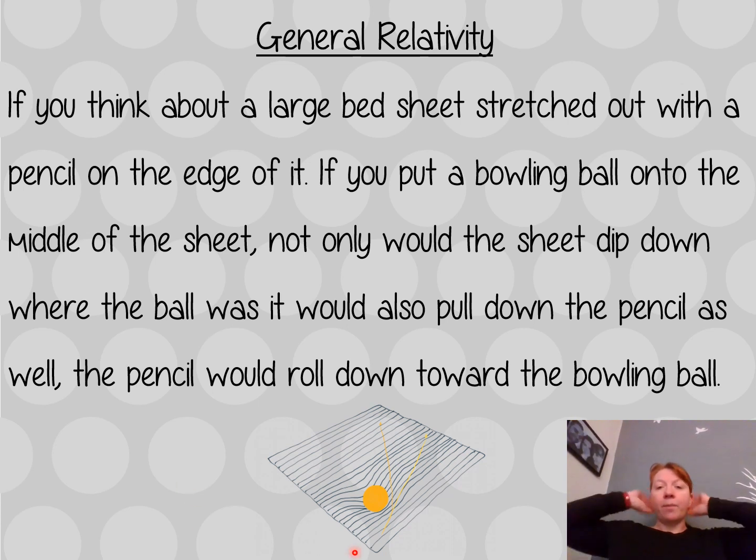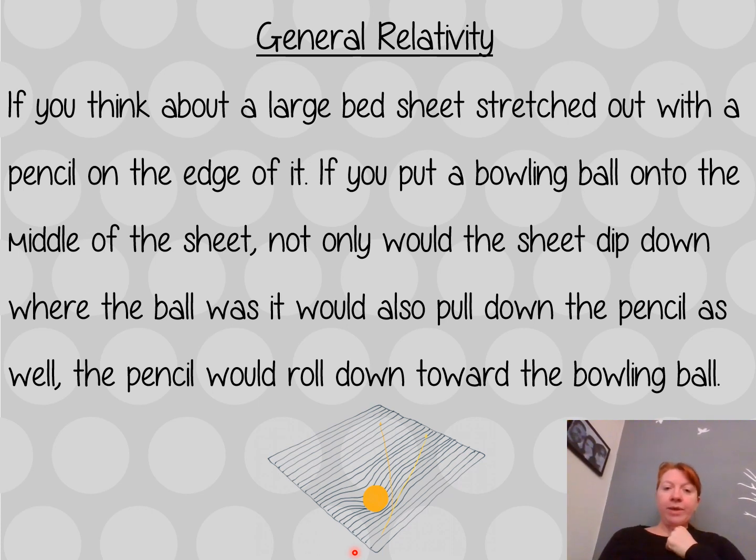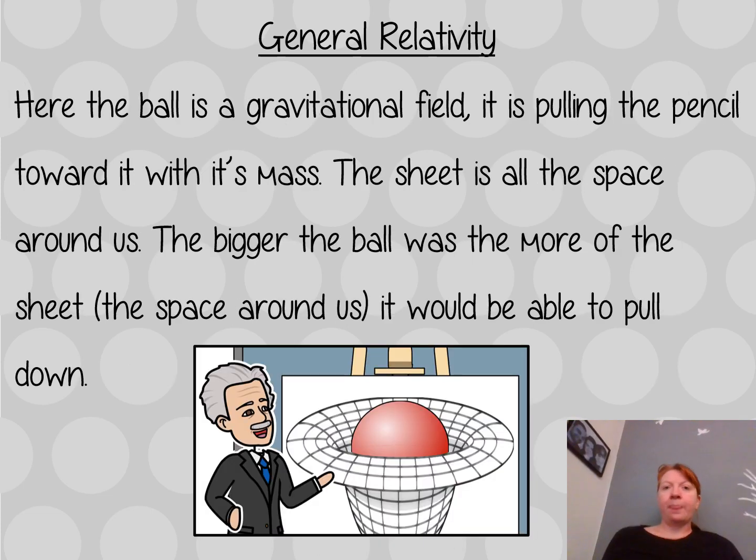So if you think of a big bed sheet that's pulled straight out, and you put a bowling ball into the sheet and a pencil on the edge of the sheet. Now you can see it in this picture, the bowling ball will pull down a bit of the sheet, wouldn't it? It won't stay flat. The bowling ball's quite heavy. It will pull down the sheet, and as it does, the pencil will roll down towards the bowling ball because the bowling ball is pulling down the bed sheet.